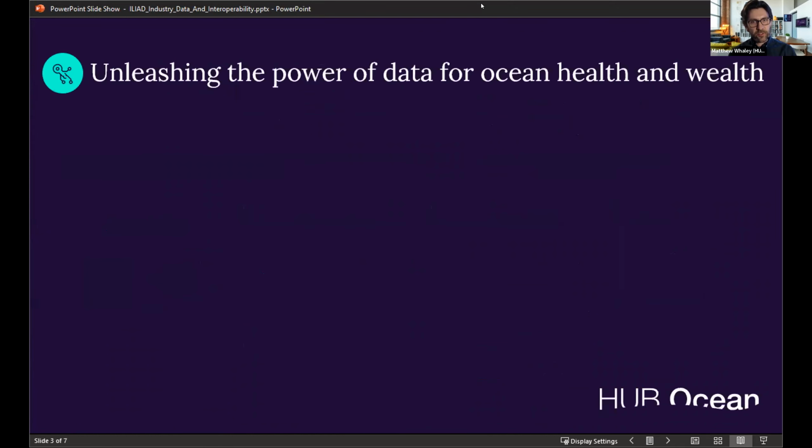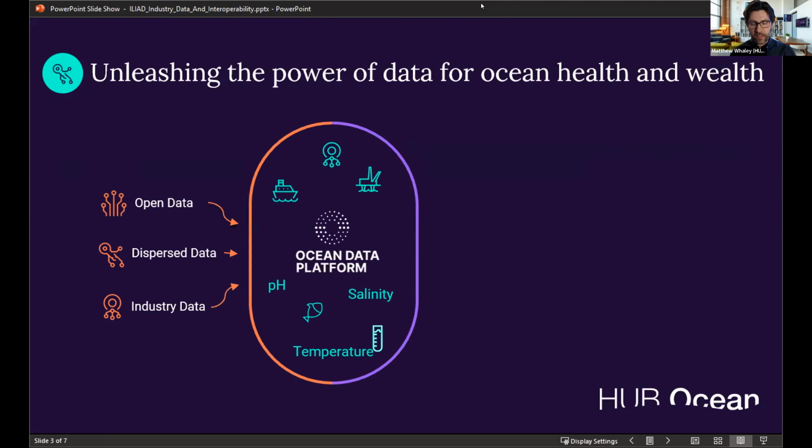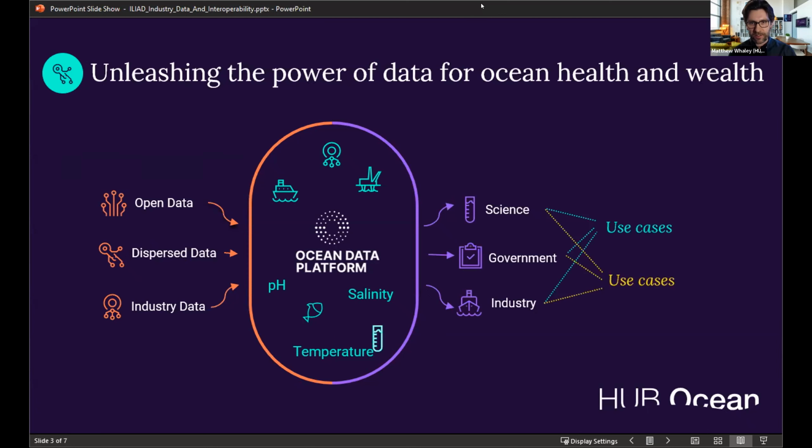We're working to, as we say, unleash the power of data for ocean health and wealth. We're doing that by bringing together different data sets, much like you've heard from others here as well: open data, dispersed data, which may be research data in focused areas, and industry data, which is perhaps more locked away, private, and not shared so widely at the moment. We're also creating an ocean data platform as a way to interact and use data in the cloud, and to bring this data together so it can be used within our infrastructure and outside of it, by multiple user groups in multiple different ways for lots of different use cases.